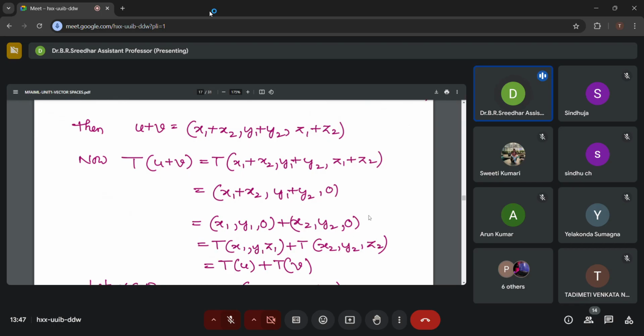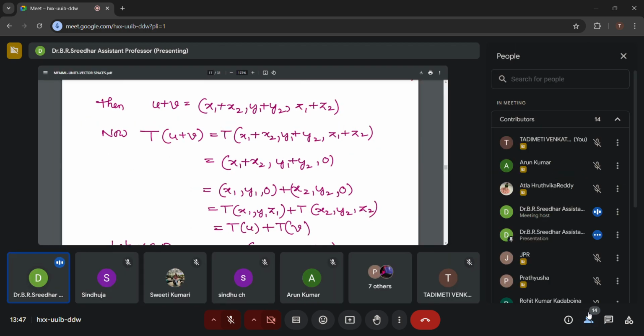(x2, y2, 0) is obtained by translating (x2, y2, z2), a reverse translation, codomain and reverse image. Now, this is indirectly U, and this is indirectly V. So T of U, T of V. I took it as U plus V, and I proved it as T of U plus T of V. The first condition is satisfied. The first condition is vector addition.